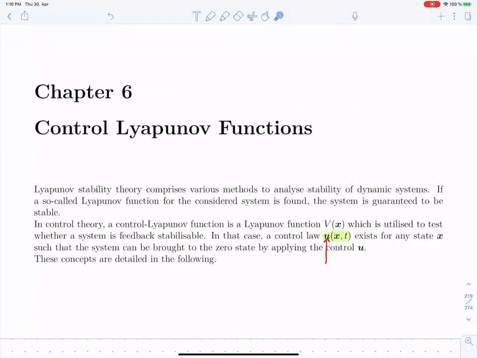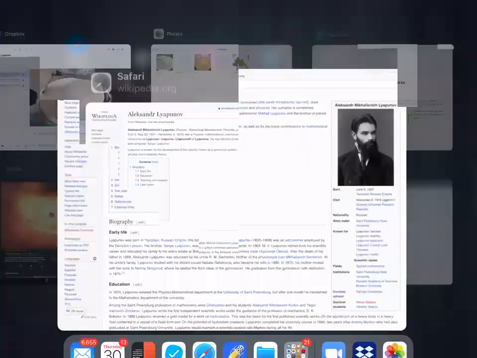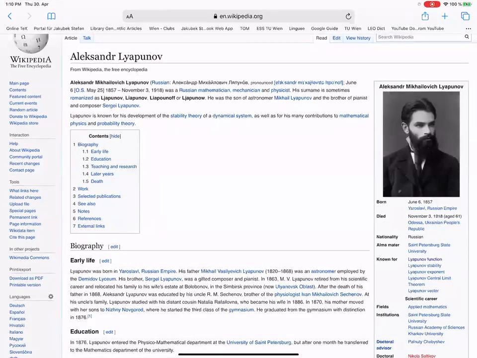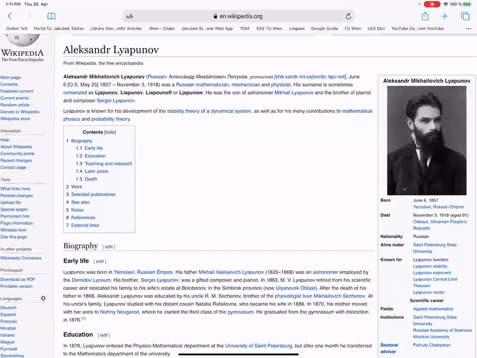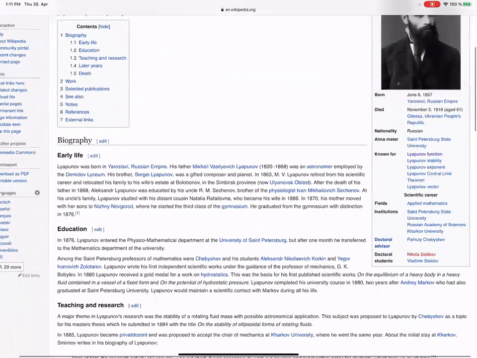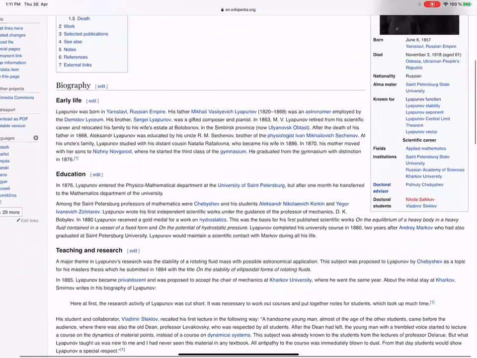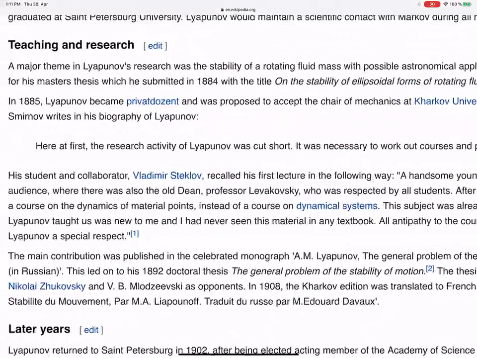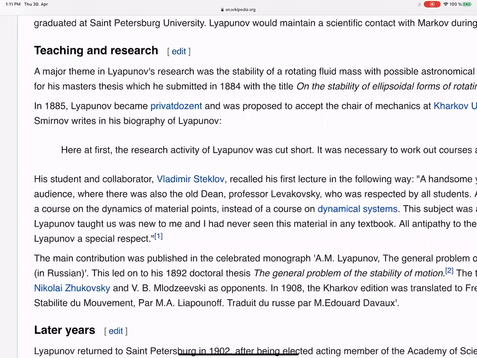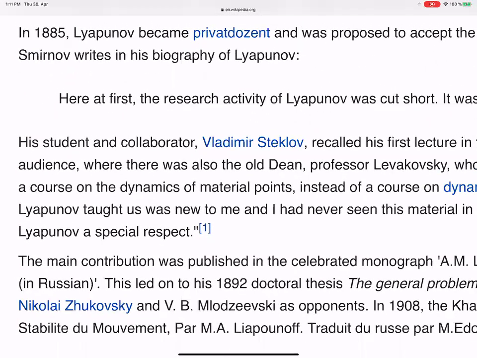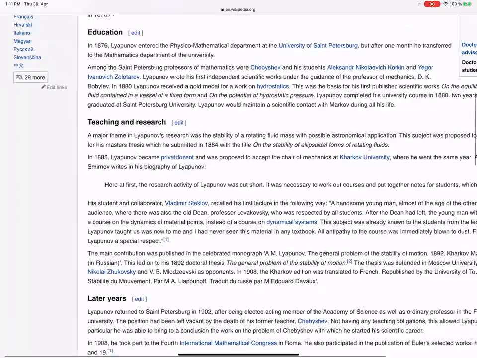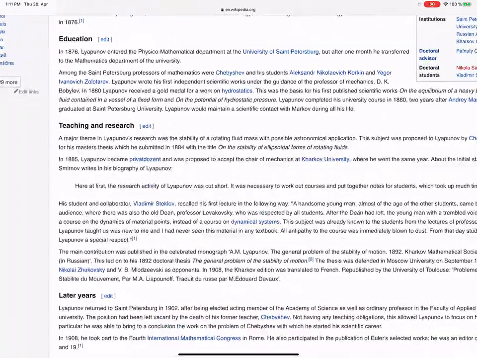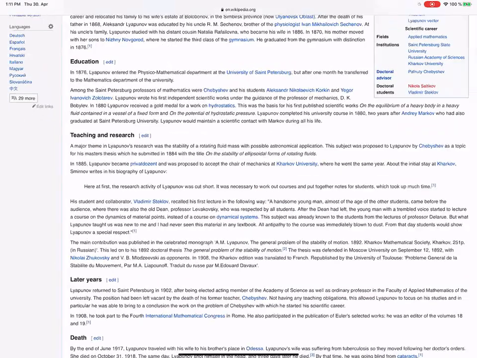So what is a Lyapunov function? And let me just show you who Lyapunov was. Lyapunov functions are generally named after this guy, Alexander Mikhailovich Lyapunov. He was Russian, and he was a mathematician. And he was actually studying dynamics of systems, so dynamics of mechanisms. And he had to give a course on the dynamics of material points. So this was the way how he entered into his research. And then this actually led to his stability theory of Lyapunov.